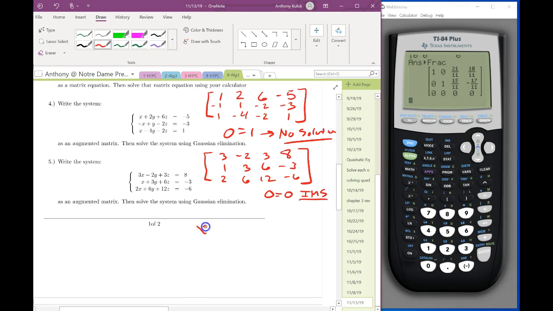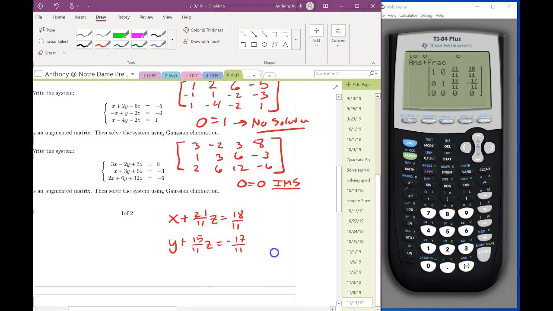So if I take a look at row 1, what that says is 1x plus 0y plus 21 over 11z is equal to 18 over 11. Right? If I look at the second row, that says 0x plus 1y plus 15 over 11z is equal to negative 17 over 11. Everybody okay with that? And how I got that? Using the first two rows of that matrix.